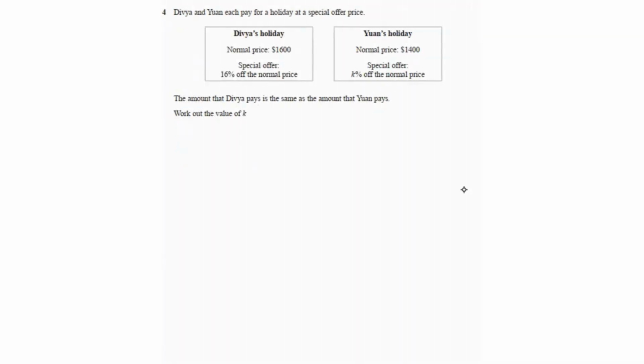Then it says Divya and Yon each pay for a holiday at a special offer price. For Divya, the normal price is $1,600, but the special offer is that she gets 16% off the normal price. For Yon's holiday, the normal price is $1,400, and the special price is K% off the normal price. The amount that Divya pays is the same as the amount that Yon pays. We need to work out the value of K.